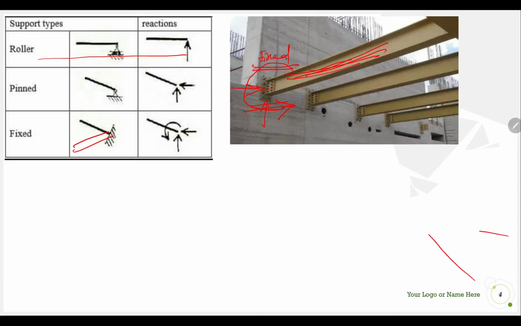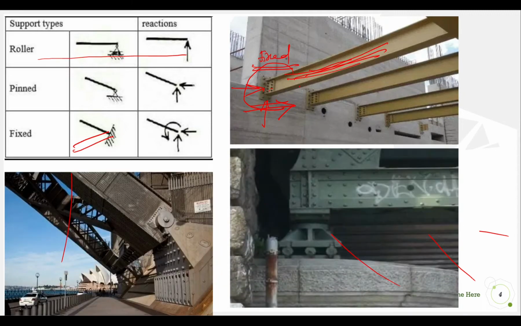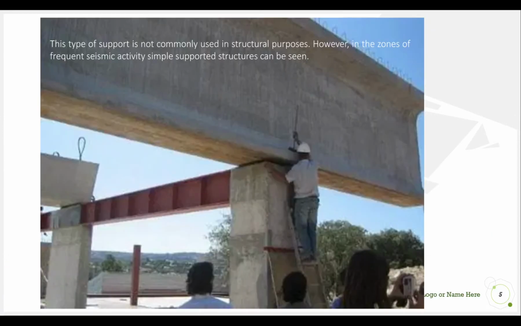Then other types of supports: see the Sydney Harbour Bridge. Here, what you can see is a hinge support, and here you have the roller support. So there are different types of supports which give resistance, and you need to understand all those things. This is the common simple support.